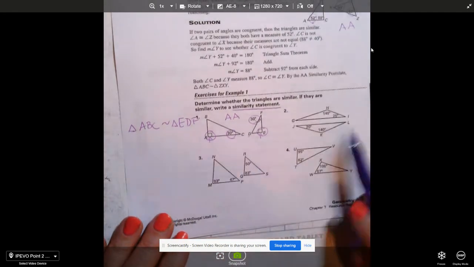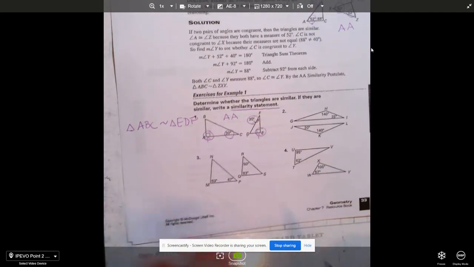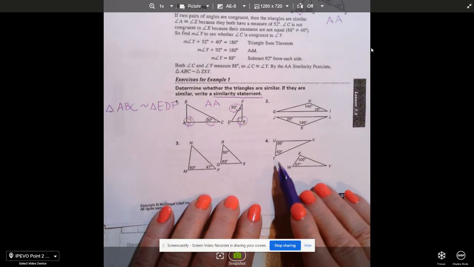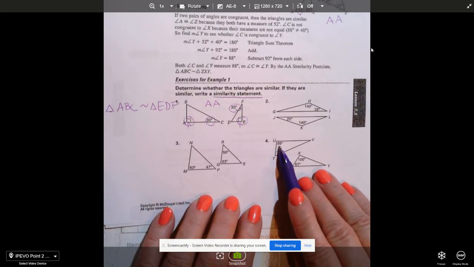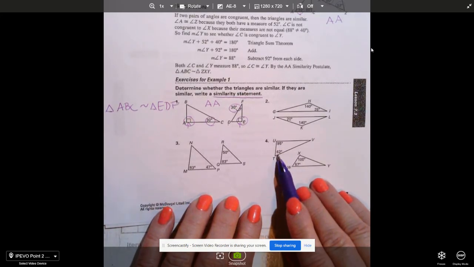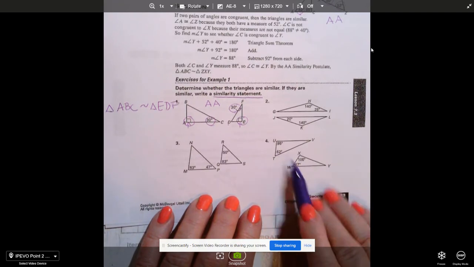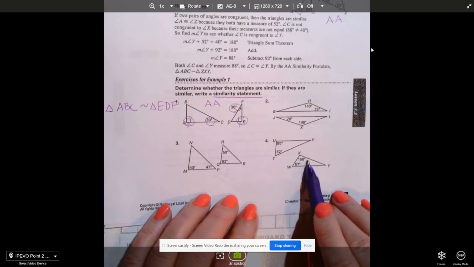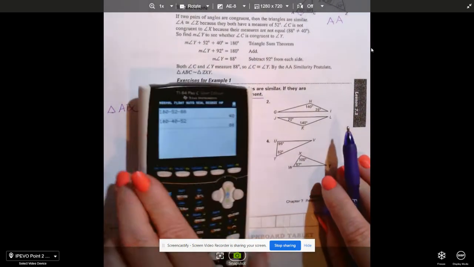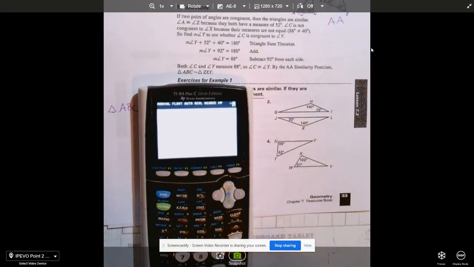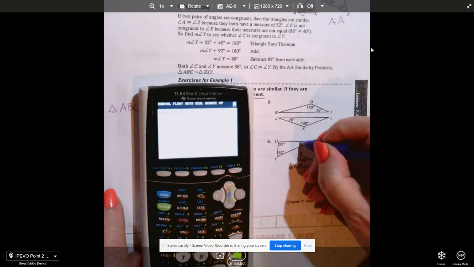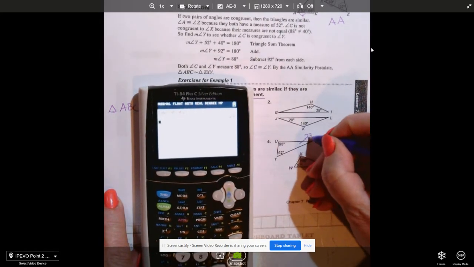So why don't you do number 2 and 3 on your own and see how you do, but let's do 4 together. So here I have a triangle. It has a 95-degree angle and a 62-degree angle. Well, this one has 157. So I don't have either of these two that match up. I can take my calculator and find the third angle. I could say 180 minus 95 minus 62, and I'll find out that this angle here is 23 degrees.